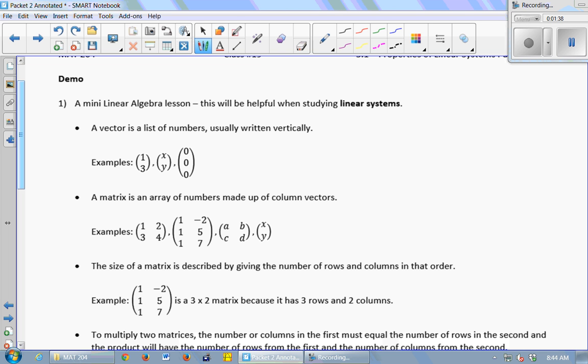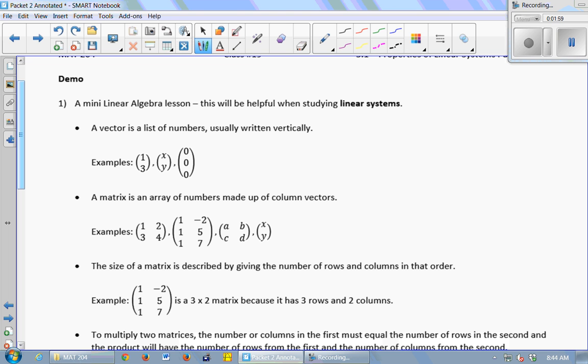So a vector is just a list of numbers. We typically are going to write them vertically. Sometimes your book writes them horizontally when they are writing answers, just to save paper, but I typically write them vertically. And all of you have had Calc 3, so you've seen vectors, right?